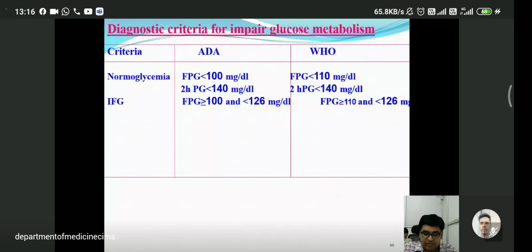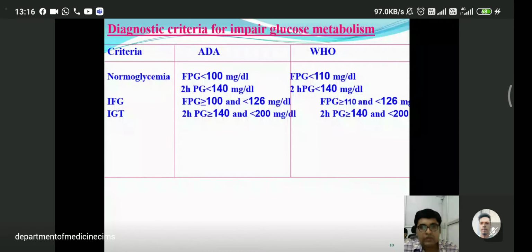Okay, this is the range for fasting, and similarly there is a range for post lunch, the postprandial. So what is impaired glucose tolerance? If the post-meal plasma glucose, post lunch or postprandial, is between 140 to 200, it is known as impaired glucose tolerance. This cannot be labeled as diabetes, and they cannot be labeled as normal. So this is the range of impaired fasting glucose and impaired glucose tolerance.